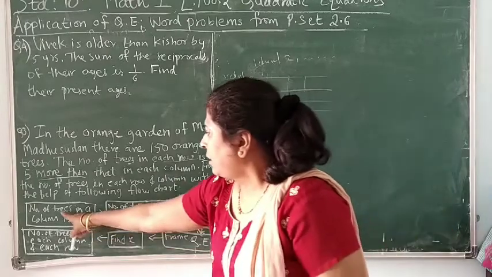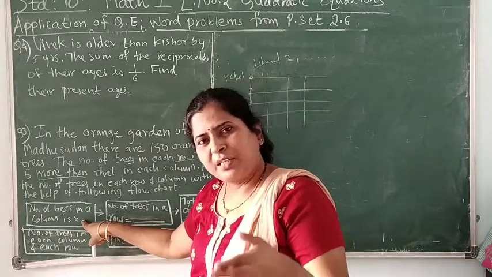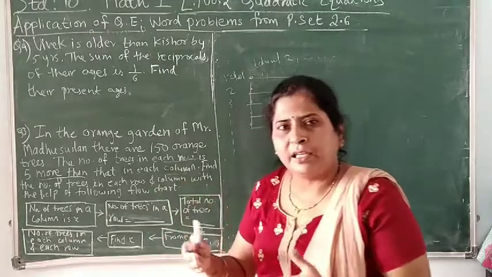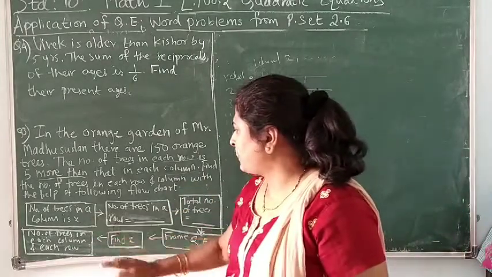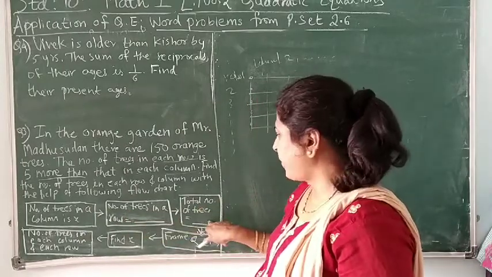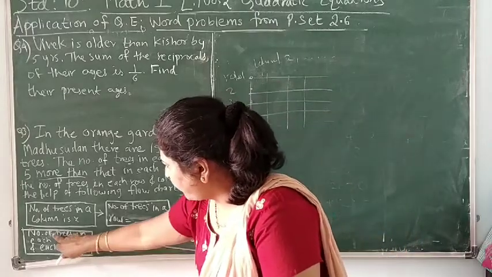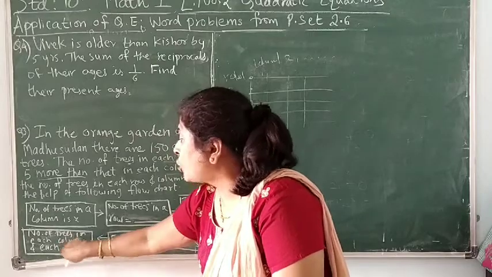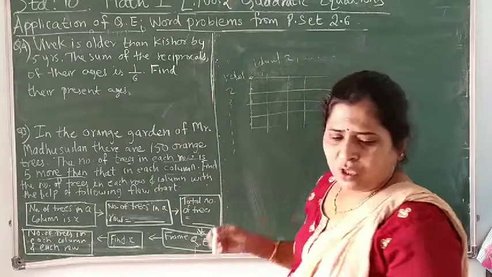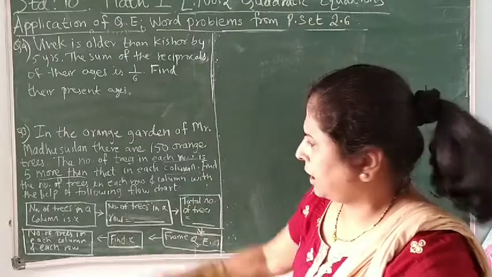What is the flow chart given? Number of trees in a column is x. See here it is given that the number of trees in each column is x. We had also decided that the number of trees in each column, the second thing, is to be taken as x. And therefore, what will be the number of trees in each row? Then total number of trees. Then frame the quadratic equation, find x, and find the number of trees in each row and each column. This is the flow chart given to us, so you have to follow this. So how can we start? We can start by defining this, taking the help of this.